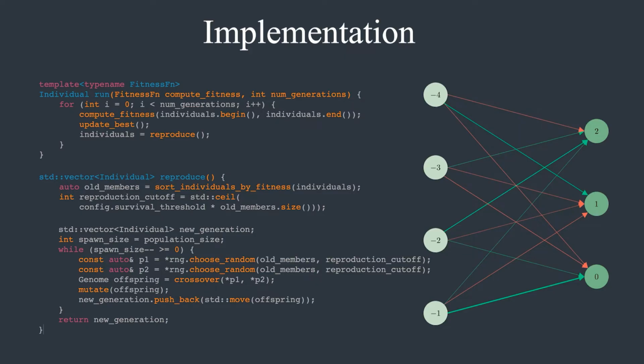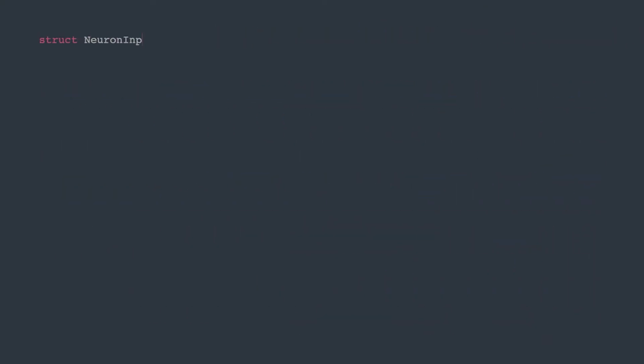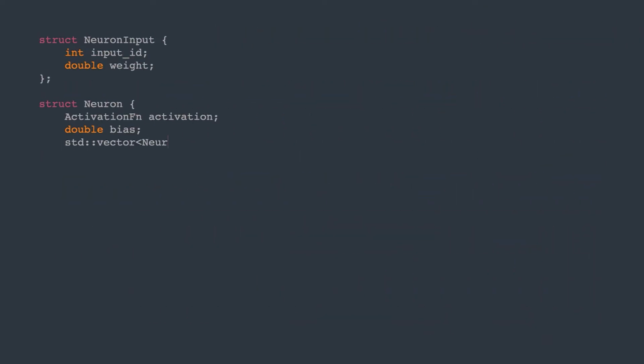We haven't talked about creating neural networks yet, which we need before we can implement the fitness function. Let's see how to do that. We want to compute the activation value for each neuron, and to do that we need to know all the inputs for the neuron, including the bias and the activation function. Let's store this information into a struct called neuron.